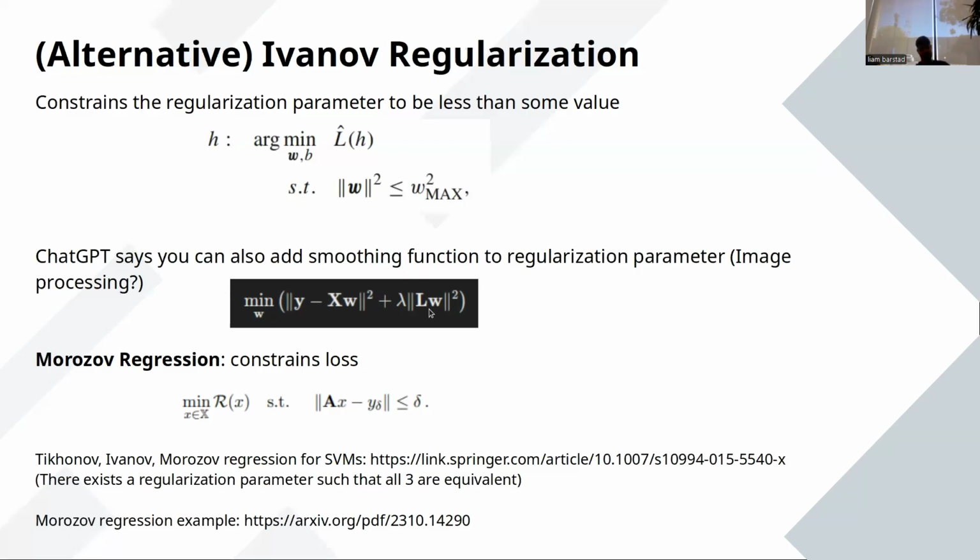Ted, there's a comment in the chat. I can't actually see the chat. Okay. It says the rationale behind Ivanov regularization is to limit the energy of the network as represented by its weights, in one way preventing them from blowing up.